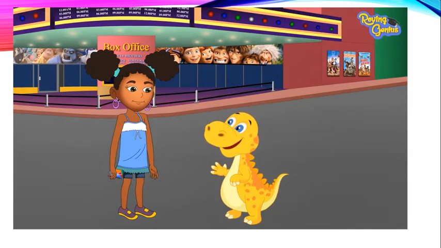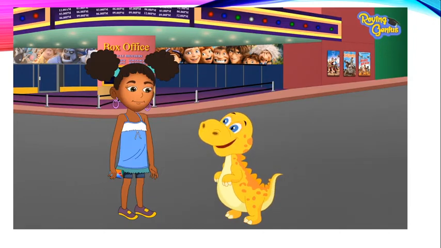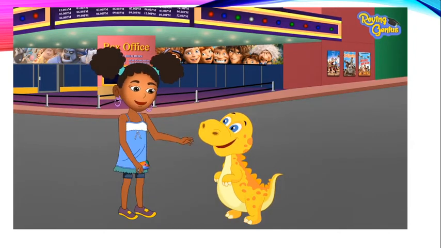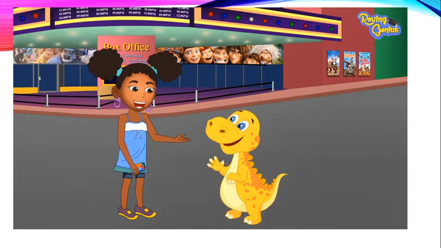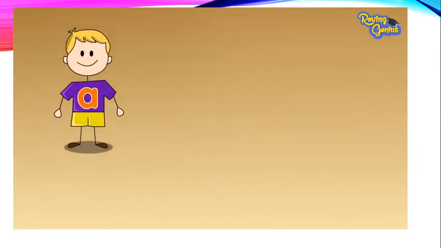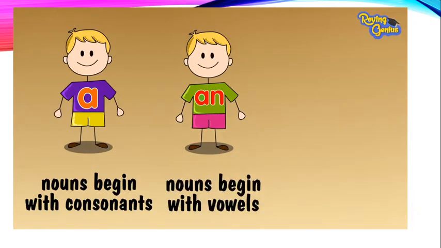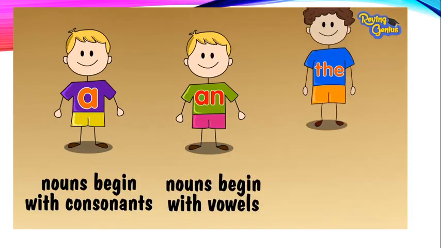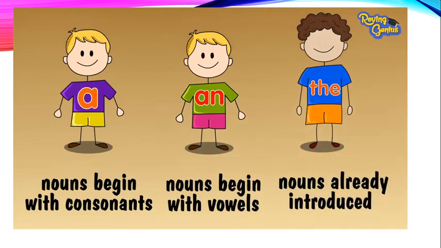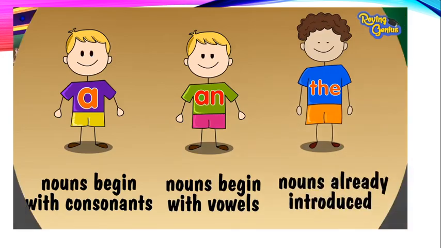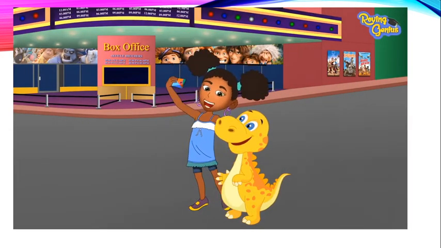So, now do you know when to use A, An, and The? Yes, thanks Elvis for showing me this great movie. I now know that A is used with nouns that begin with consonants. An is used with nouns that begin with vowels. And The is used to talk about already introduced nouns. Can we have a selfie now? Please?